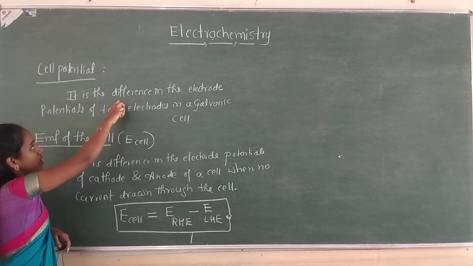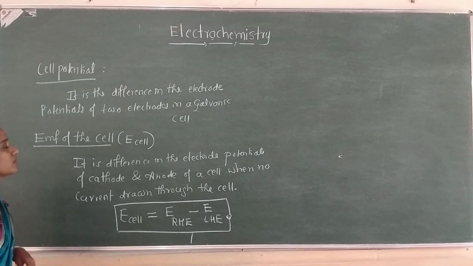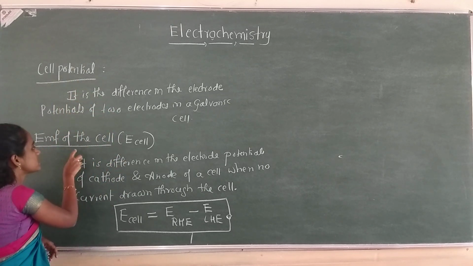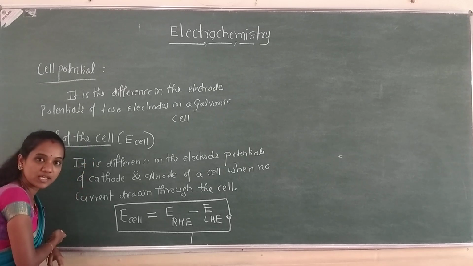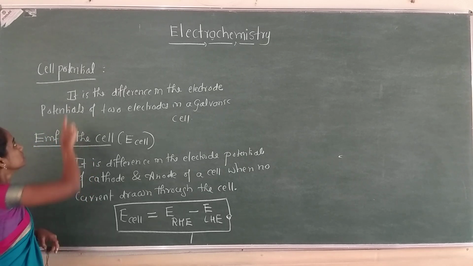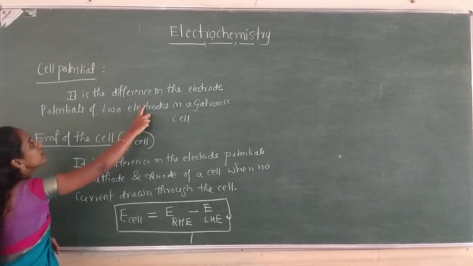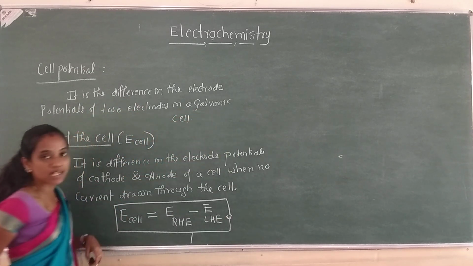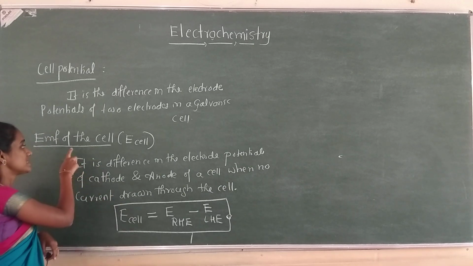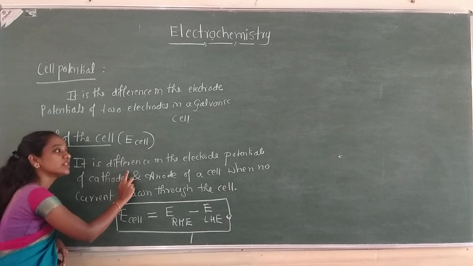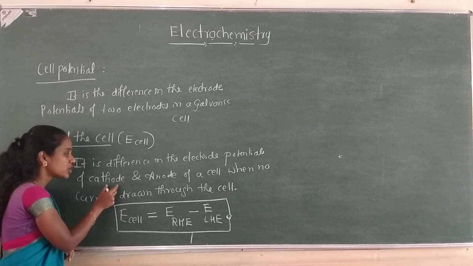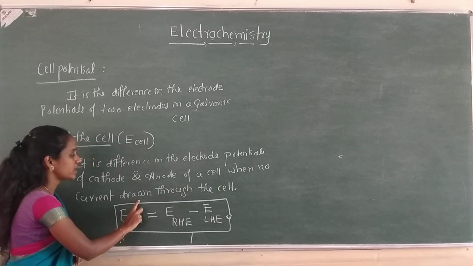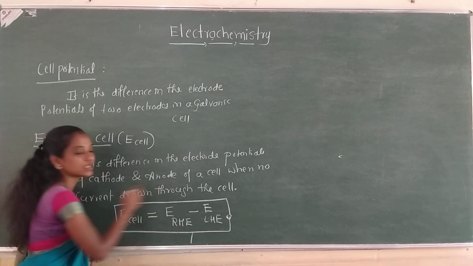Now look at these two definitions. What is the difference between these two? Is cell potential the same as EMF of the cell, or is it different? What is cell potential? It is a difference in the electrode potentials of two electrodes in a galvanic cell. Whereas EMF is also the difference in the electrode potentials of two electrodes, cathode and anode, when no current is drawn or flows through the cell.